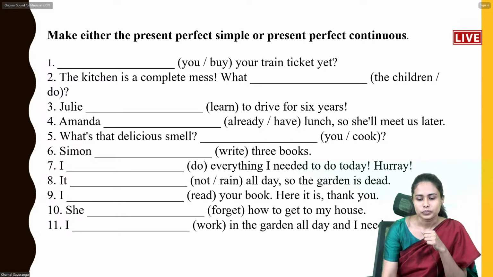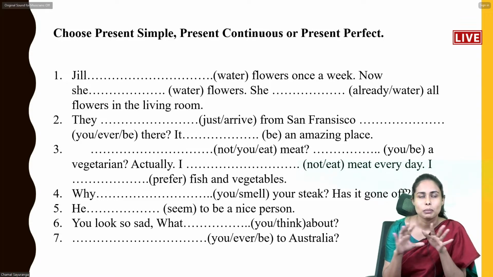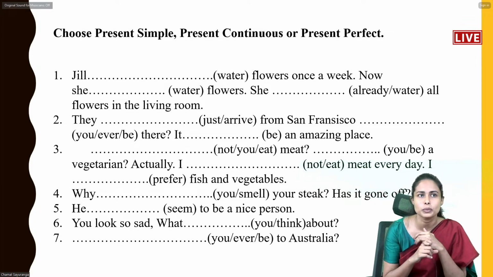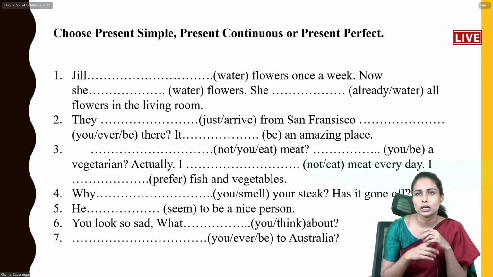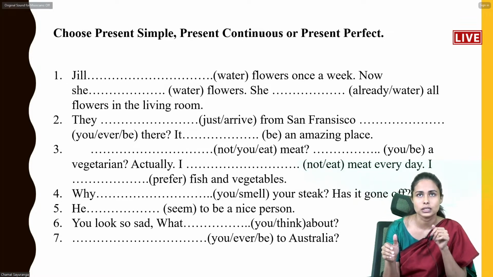So today, to check your understanding, at the end I have a small fill in the blanks activity. Can you tell me the correct form of the verb for each blank? Now choose present simple, present continuous or present perfect. There is no present perfect continuous. You can choose present simple or the appropriate verb tense based on the idea of the sentence, whether it should be simple present or present continuous or present perfect.